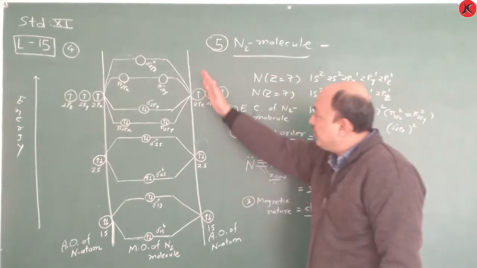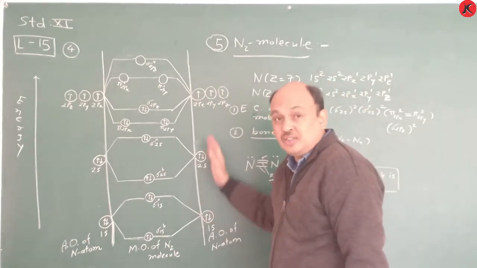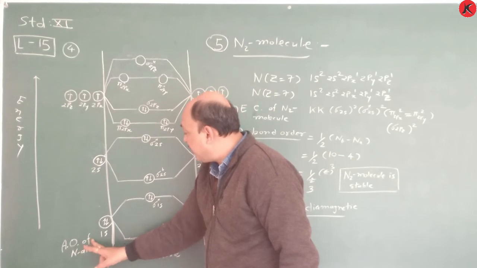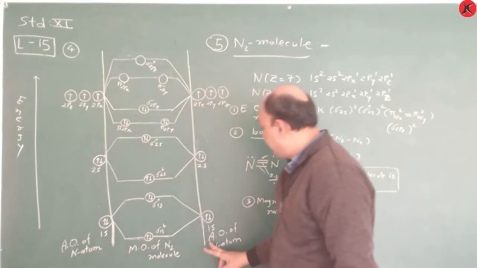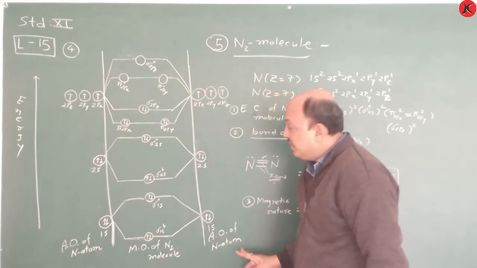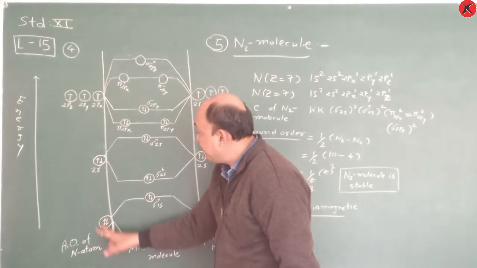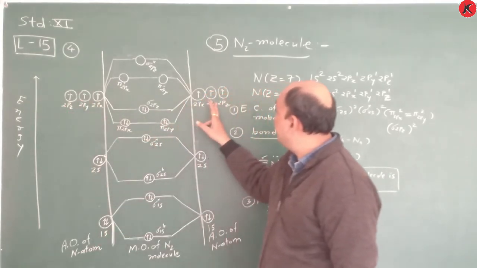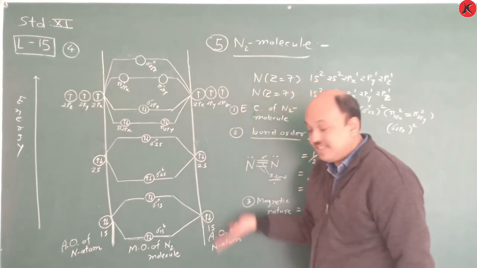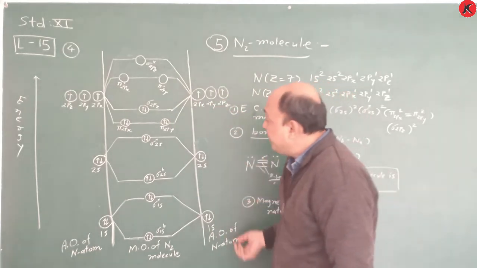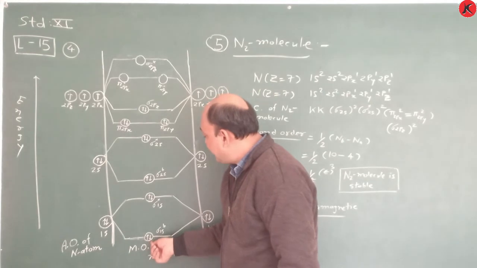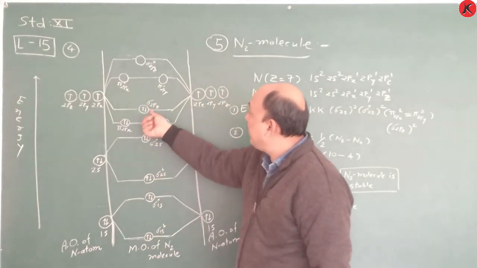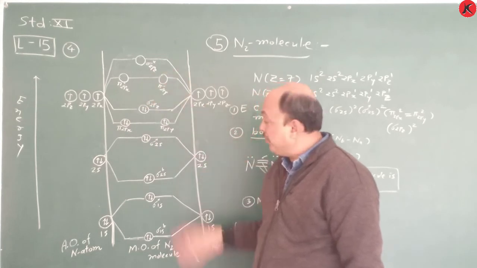Now, first of all, you draw the structure of the MO diagram like this. So write down this energy. This is the atomic orbitals of the nitrogen atom. Write down here first of all 1s, 2s, 2px, 2py, 2pz. In the same way 2px, 2py, 2pz, 2s and 1s according to the electronic configuration. Then write down this way: BMO, ABMO, BMO, ABMO, BMO and another ABMO.